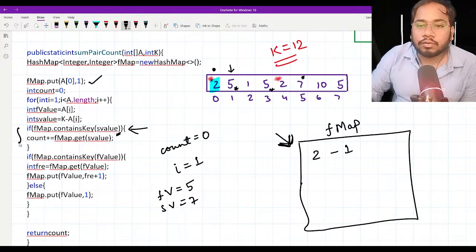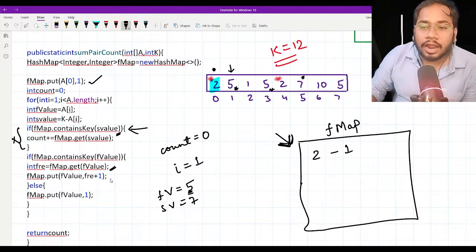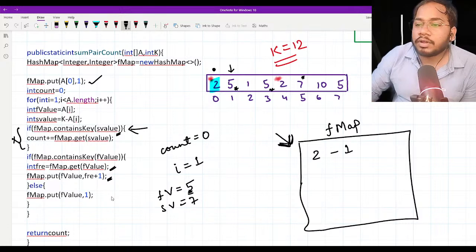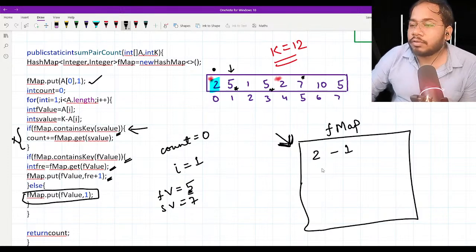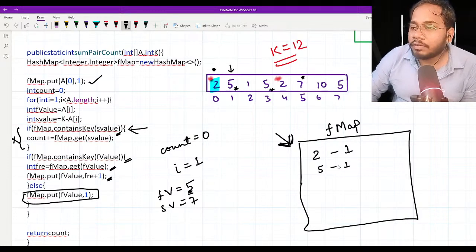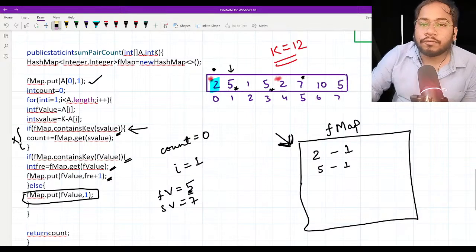So this code will not run. We will go to the second if. Now we are checking, is the first value already there in the hash map? The first value is 5. No, that is not there. If it is present, you have to get its frequency and increment it by 1. Oh, sorry. If it is not there, you have to put that value with frequency 1 here. So we are putting that with frequency 1. Done. So the first iteration is done.